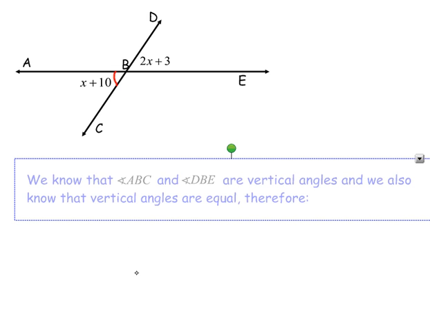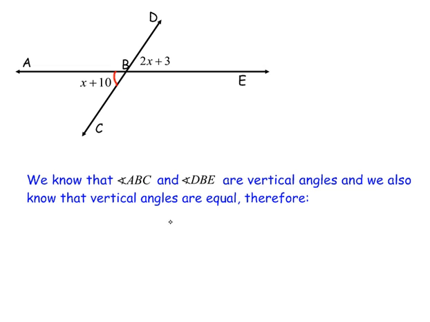We know that angle ABC and angle DBE are vertical angles. And we also know that vertical angles are equal. So therefore, we could say that angle ABC is equal to angle DBE, right? We know that this angle here is equal to this angle here because they're vertical. Vertical angles are equal.